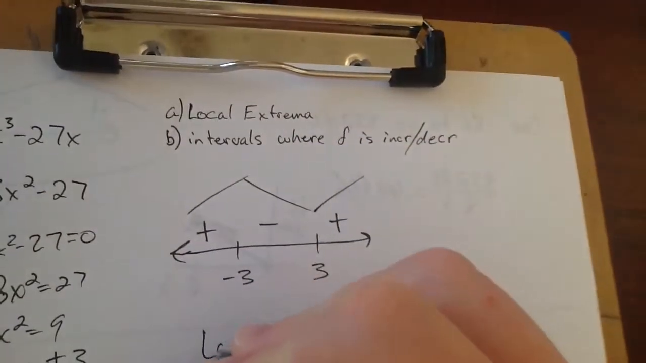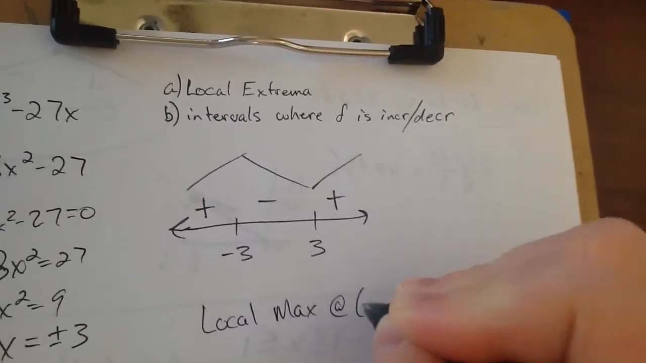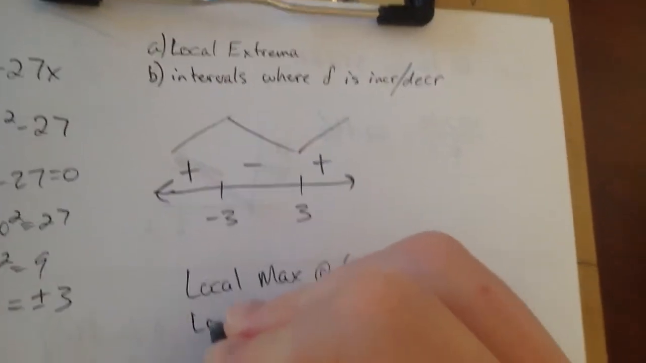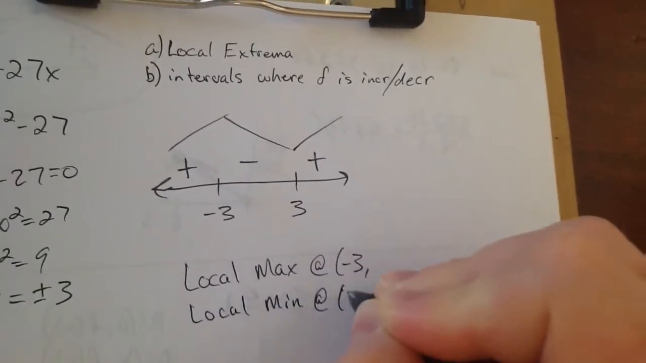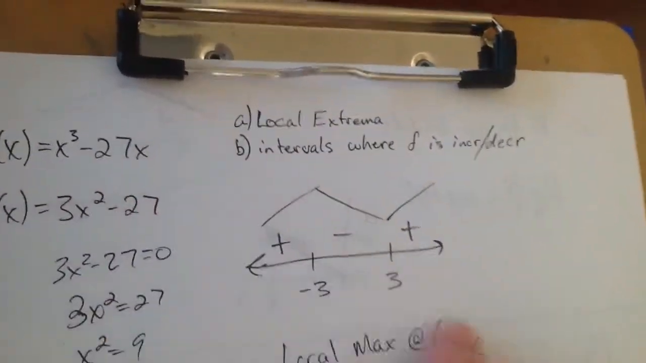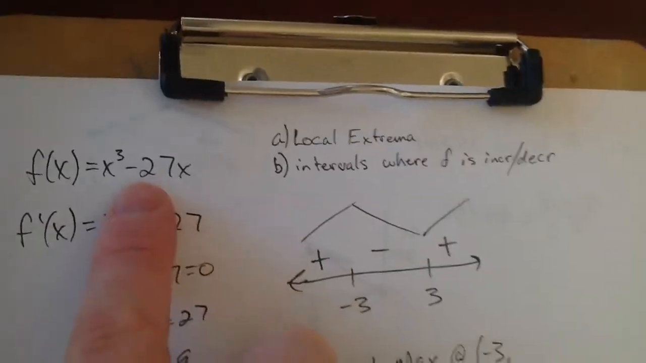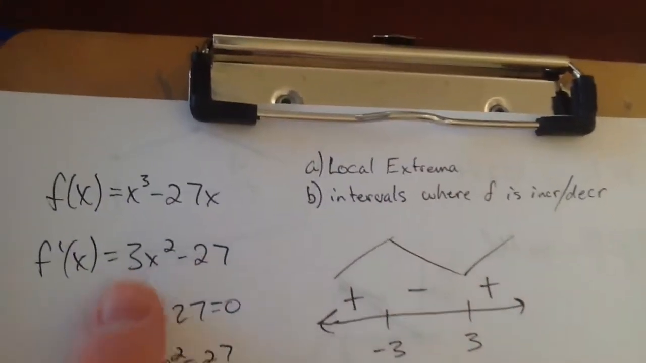Which tells us we have a local max at negative 3 something, and a local min at 3 something. We should just plug those in now. Now we're trying to find y values, so now we use the original. We're not looking for slopes. We're looking for the y values on the graph.